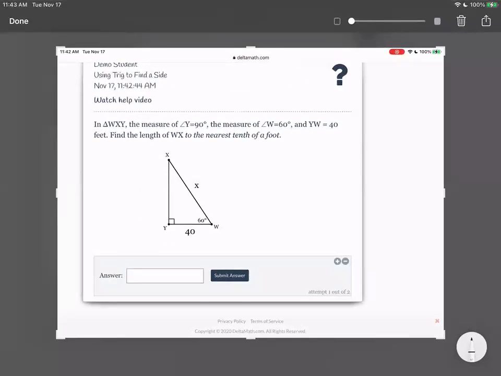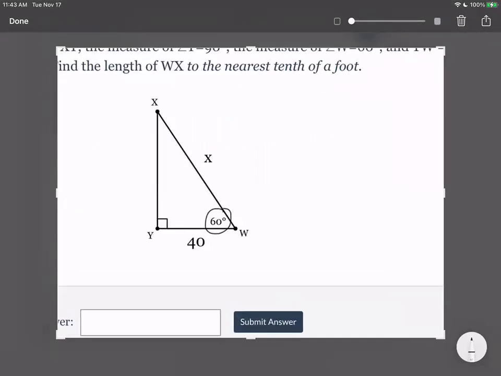And we are dealing with triangle WXY. The measure of angle Y is 90 degrees. The measure of angle W is 60 degrees. And YW is 40 feet. Find the length of WX to the nearest tenth of a foot. So here is our reference angle. And so let's first figure out, what is this X? Is that the opposite, adjacent, or the hypotenuse? It's directly across from the right angle.